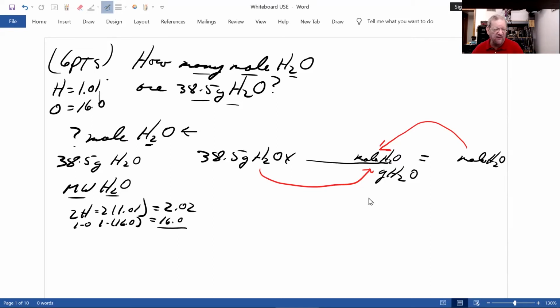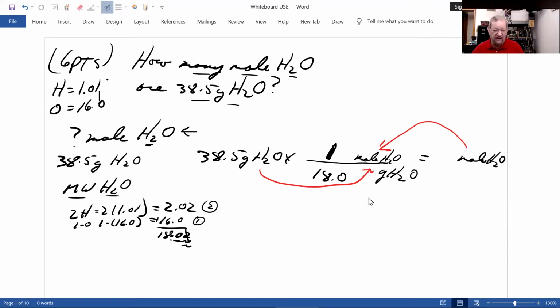This is the sum of all atomic weights. I'll add them up. Remember, you get the same number of significant figures to the right or past the decimal as the number with the fewest significant figures. This has one past the decimal, this has two. Which is smaller? So how do you round past the decimal to one significant figure? You keep the zero, use two to round off, that's four or less, I drop it. So for every one mole of water, there's 18.0 grams of water.